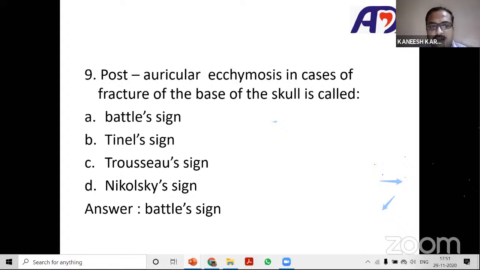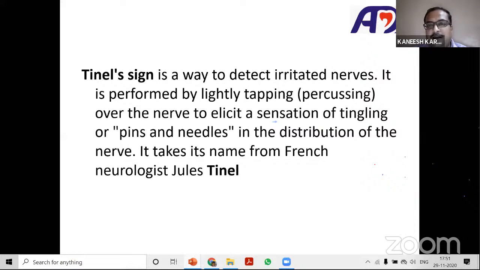Okay, what is Tinel's sign? It is a way to detect irritated nerves. It is performed by lightly tapping over the nerve to elicit a sensation of tingling or pins and needles in the distribution of the nerve. It takes the name from French neurologist Jules Tinel.